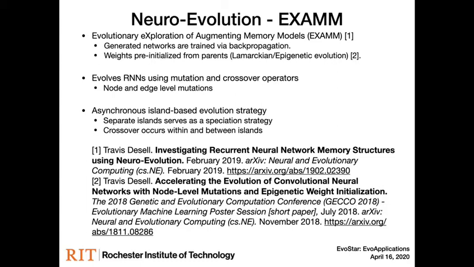So it evolves recurrent neural networks using mutation and crossover operations with both node and edge level mutations. And it's an asynchronous island-based evolution strategy. The islands are separate populations of genomes that are less likely to perform crossover with each other, which helps us explore the search space a bit more. And crossover occurs within and between islands, but less frequently between islands.